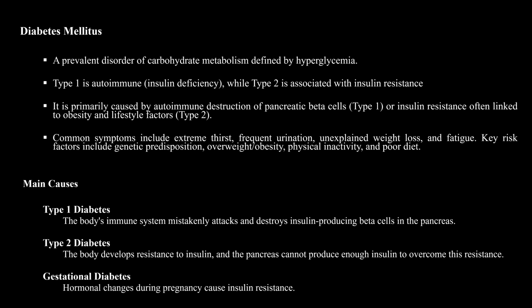Type 1 diabetes and type 2 diabetes. In type 1 diabetes, the body's immune system mistakenly attacks the insulin-producing beta cells in the pancreas. In type 2, the body develops resistance to insulin and the pancreas cannot produce enough to overcome it. Gestational diabetes: changes during pregnancy. Symptoms: polyuria, polydipsia, polyphagia, increased hunger, fatigue.